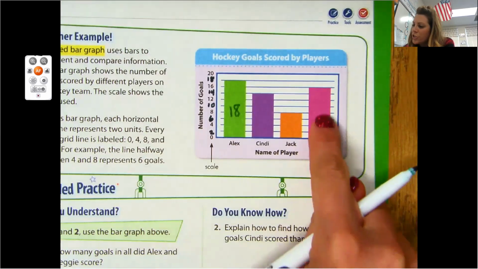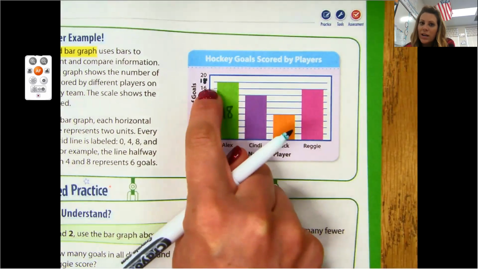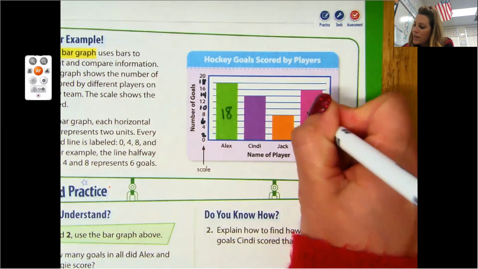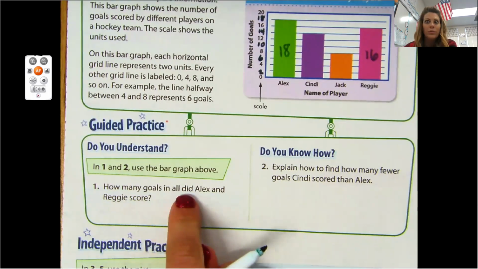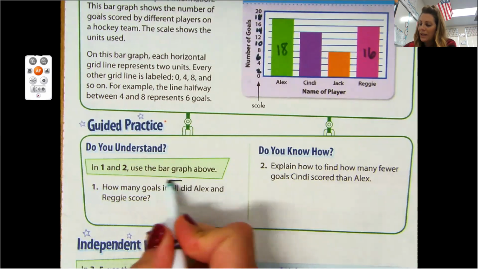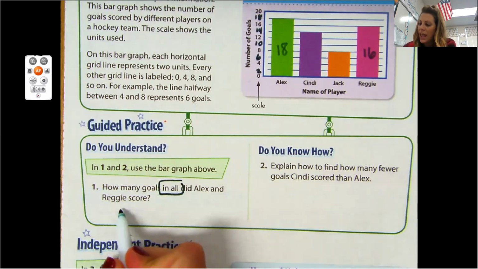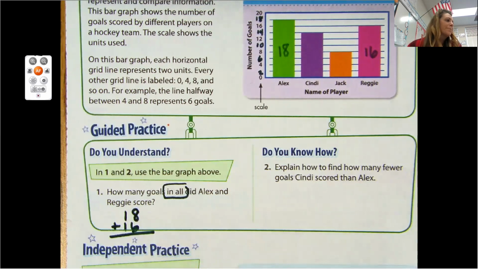So if we go to Reggie and we go all the way over, Reggie is right at what? Reggie's right at 16. So how many goals in all? Oh, in all, what are we going to do? We're going to add. Did Reggie and Alex score? Well, what's 18 plus 16? Stack it and solve it.